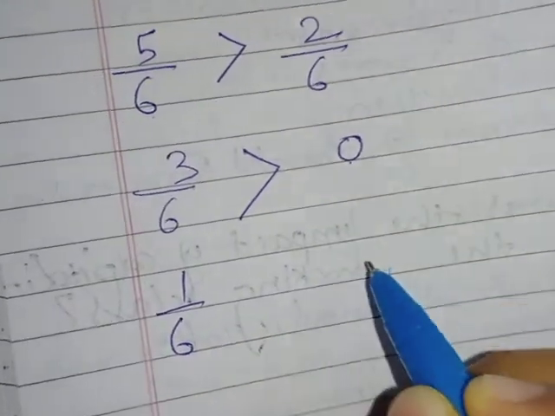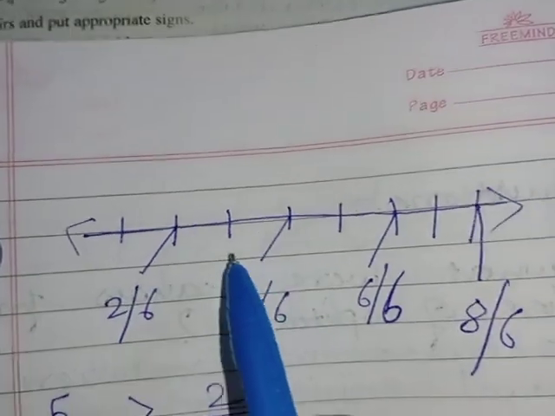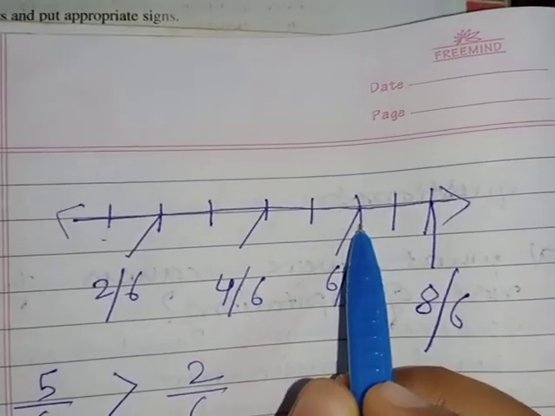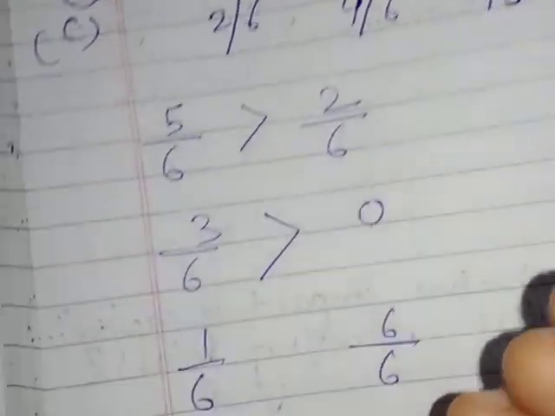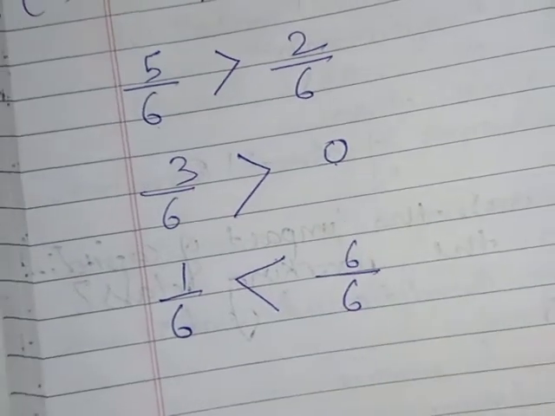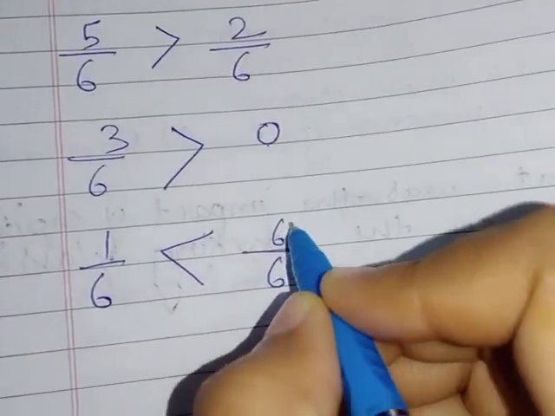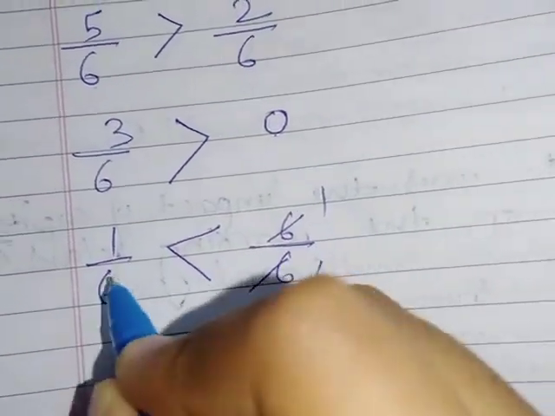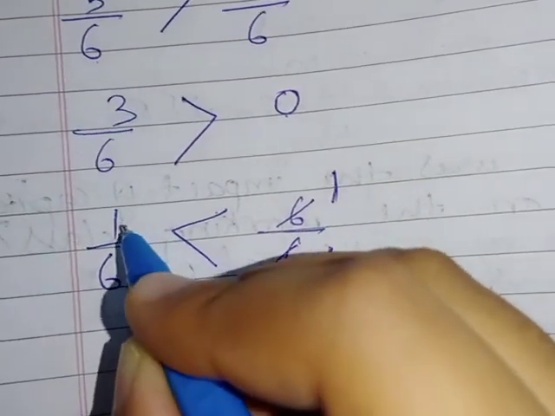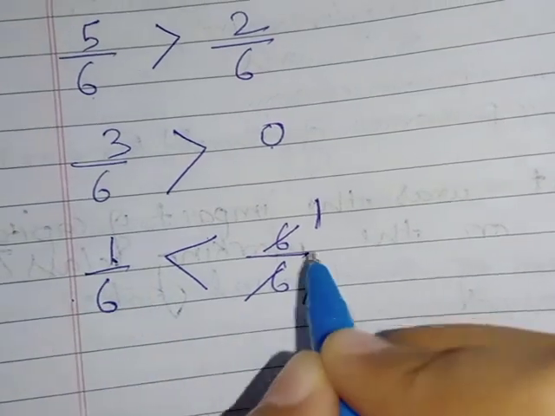1 upon 6 or 6 upon 6. You just see in the number line. 1 upon 6 is here and 6 upon 6 is far away. So we know that the numbers which are on the right side are greater. Therefore 6 upon 6 will be considered as greater. You can say like this also. Dividing we get 1. And if we have 1 and we have 1 upon 6, the proper fractions are always less than 1.